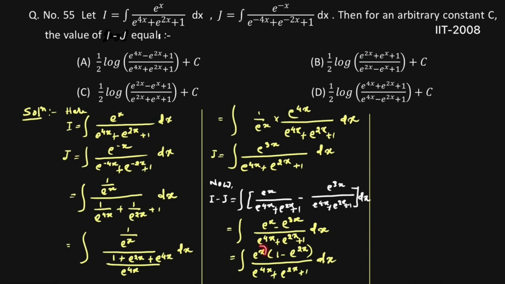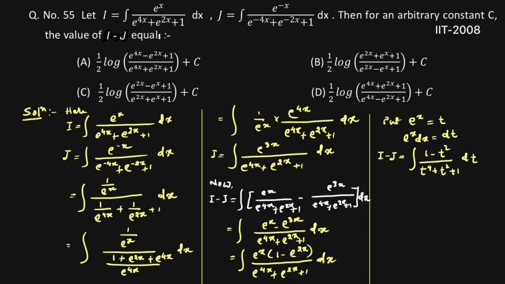After that we put e to power x equal to t. Then we will get e to power x dx, which is equal to dt. So this integration we are able to write as I minus j, which is equal to integration of 1 minus t square divided by t to power 4 plus t square plus 1 dt.